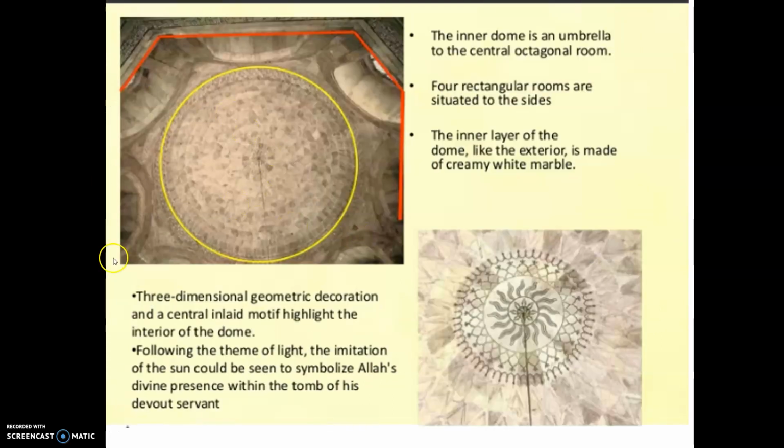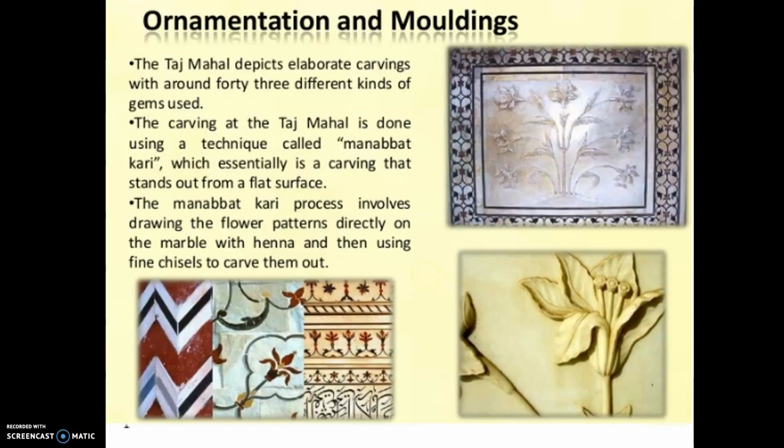So there is a false interior dome. 4 rectangular rooms are situated on the sides. The inner layer of the dome is like the exterior, and it is made up of creamy white marble. It has geometrical inlays, and you could see the symbol of the sun, which symbolizes Allah's divine presence within the tomb of his devout servant.